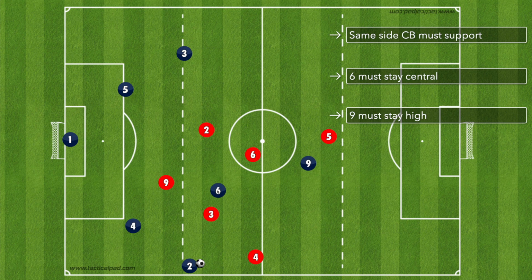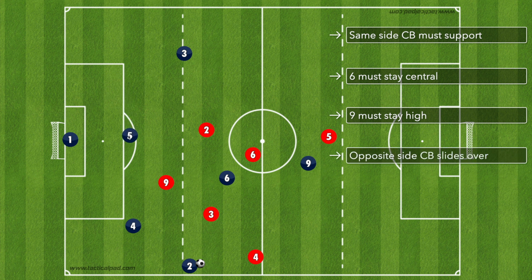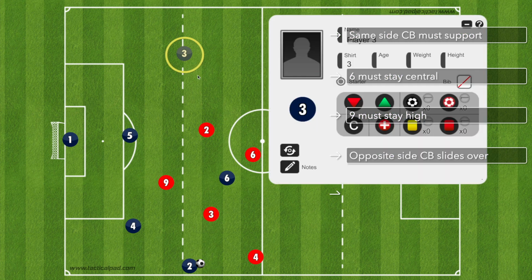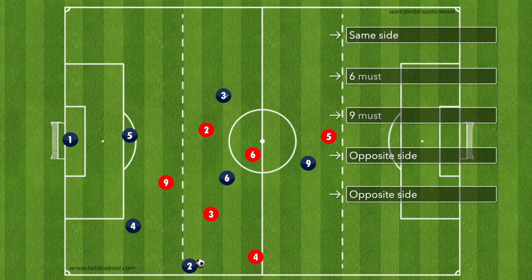So as the ball is being taken by our fullback down the wide area, the 9 needs to stay high, the 6 needs to stay central, the 4 comes and supports, which we just talked about. The center back on the opposite side comes over to the midline and comes over to the central part of the field. The fullback on that side also comes over to be an option. So we look something like this.